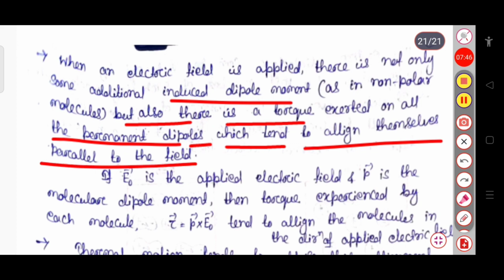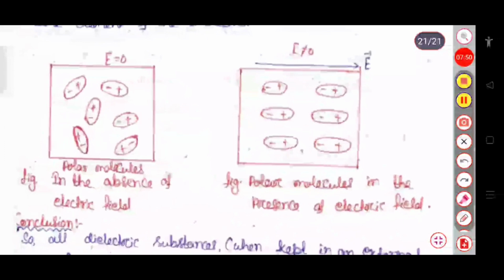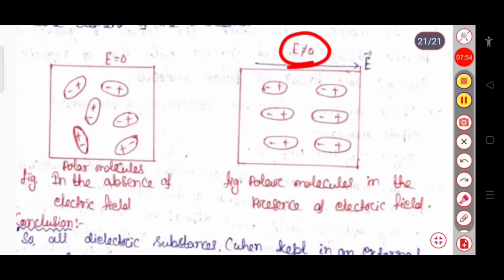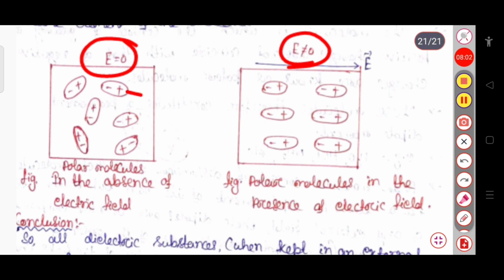It means that when you apply some electric field to this dielectric material, then in the absence of the electric field, you can see that these dipoles are moving in random directions. But when you apply this electric field to this dielectric material, they will tend to align themselves in the direction of the electric field.